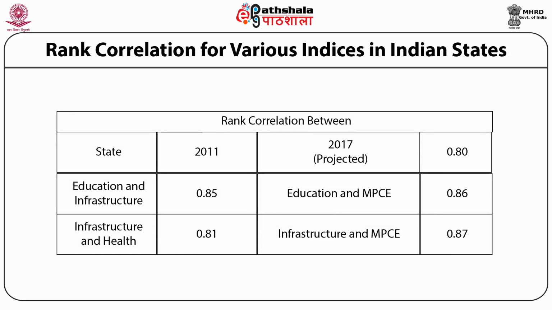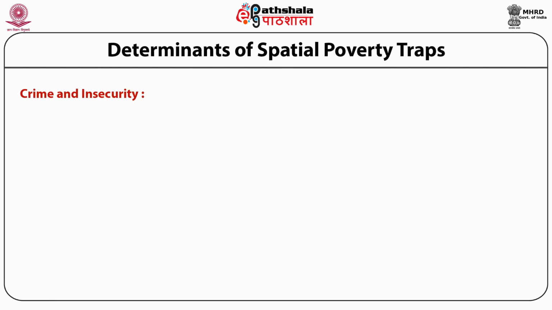This study pointed out that the areas with low levels of education, health, and infrastructure indexes are also likely to be poor, while on the other hand, a higher index value of these services is associated with a higher standard of living. Crime and insecurity are also important determinants of spatial poverty traps.